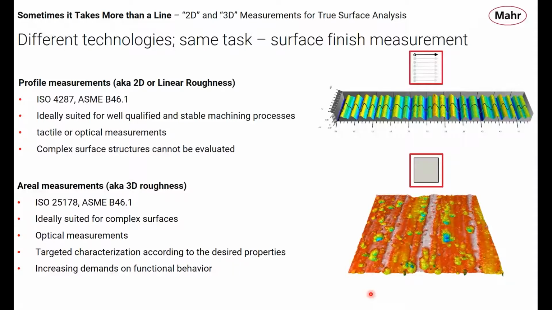The one thing that we can't do with these profiles, can't do it very well, very effectively or efficiently, is we can't really measure complex surface structures. And for that, we have our 3D. That's our jumping off point into 3D. The 3D or the aerial measurements, our guidelines for those come from ISO 25178 and the new ASME B46.1 that specifically deals with 3D parameters or aerial parameters.